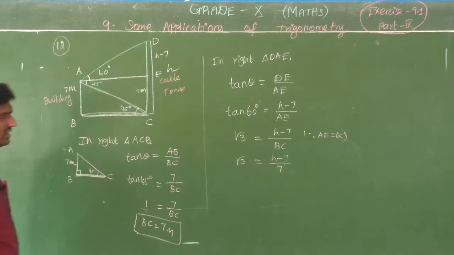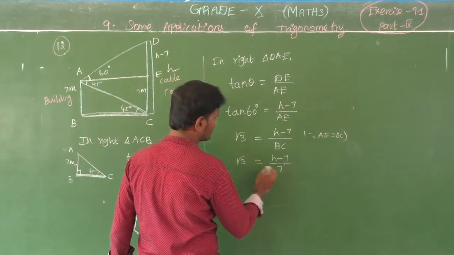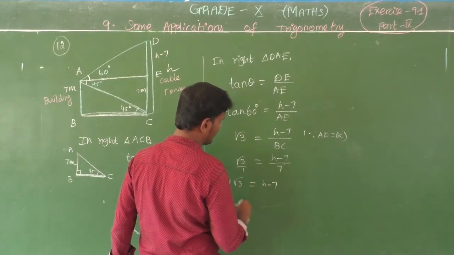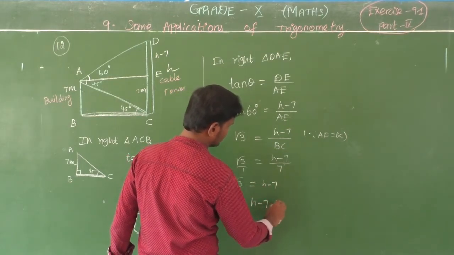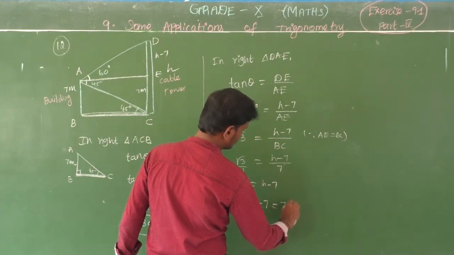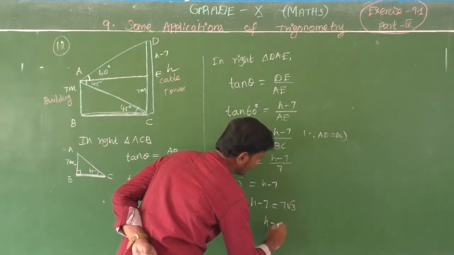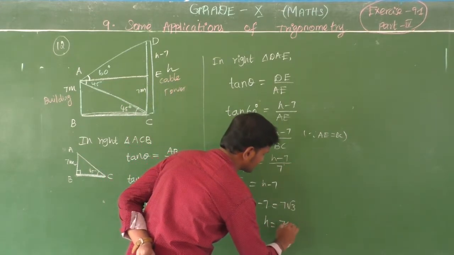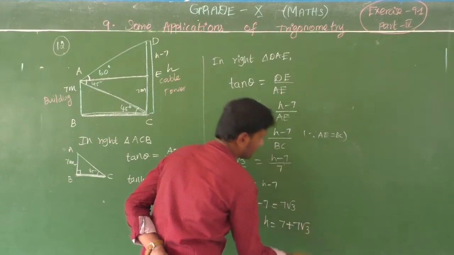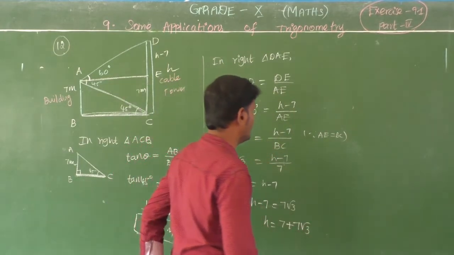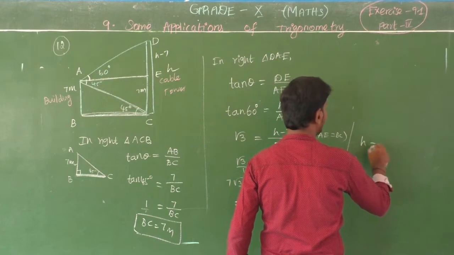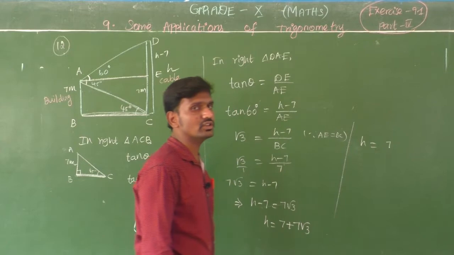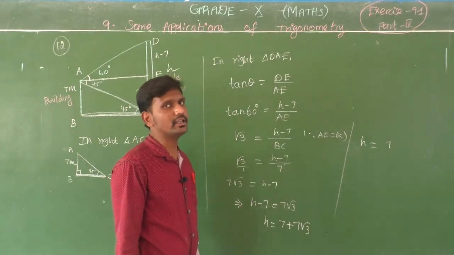Now, next, I'm going to take a cross multiplication: root 3 times 7, I mean 7 root 3, is equal to h minus 7. So I'm taking this as h minus 7 equal to 7 root 3. I need only the value of h. So h is equal to 7 root 3, and minus 7 moves to that side as plus 7. Here I need the height of the tower. So h is equal to, we have two terms with the same common term of 7.